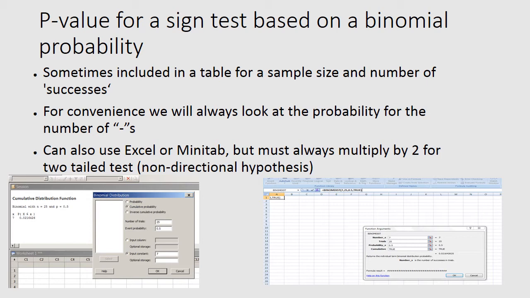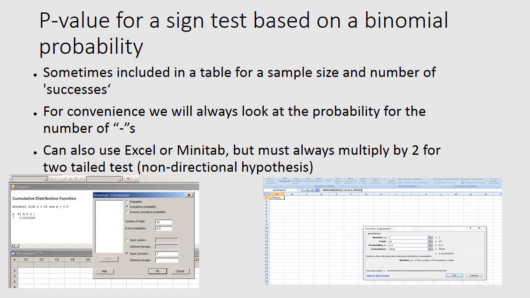And so to get the probability for that number of minuses, we have to look at how many trials we have. And in this case, the trials is the number of observations for the paired data. So it's your sample size. And then we can use Excel or Minitab, and I prefer Minitab now versus Excel. And we'll say, okay, how many minuses did we get out of that number of sample size? And for every time we got a minus, what was the probability?